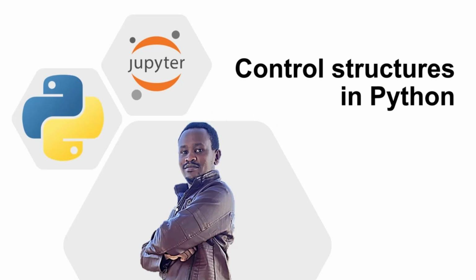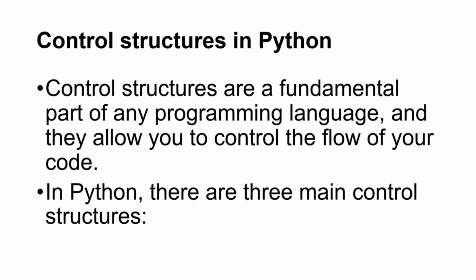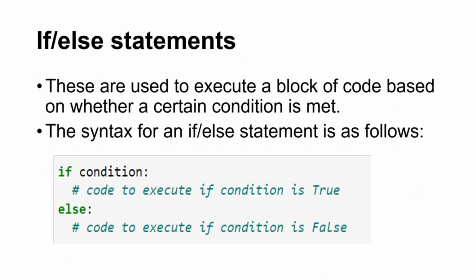Welcome to this comprehensive tutorial on control structures in Python. Control structures are a fundamental part of any programming language, and they allow you to control the flow of your code. There are 3 main control structures. The first control structure we're going to look at is the if-else statements. They are used to execute a block of code based on whether a certain condition is met.